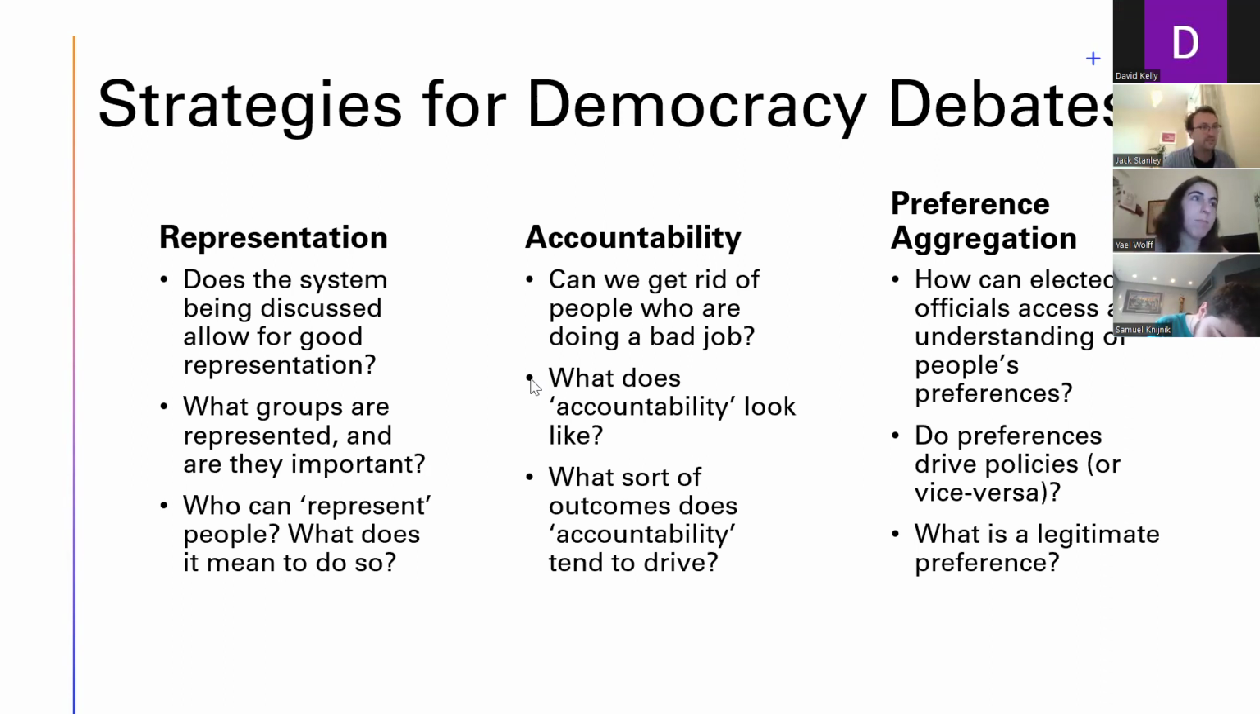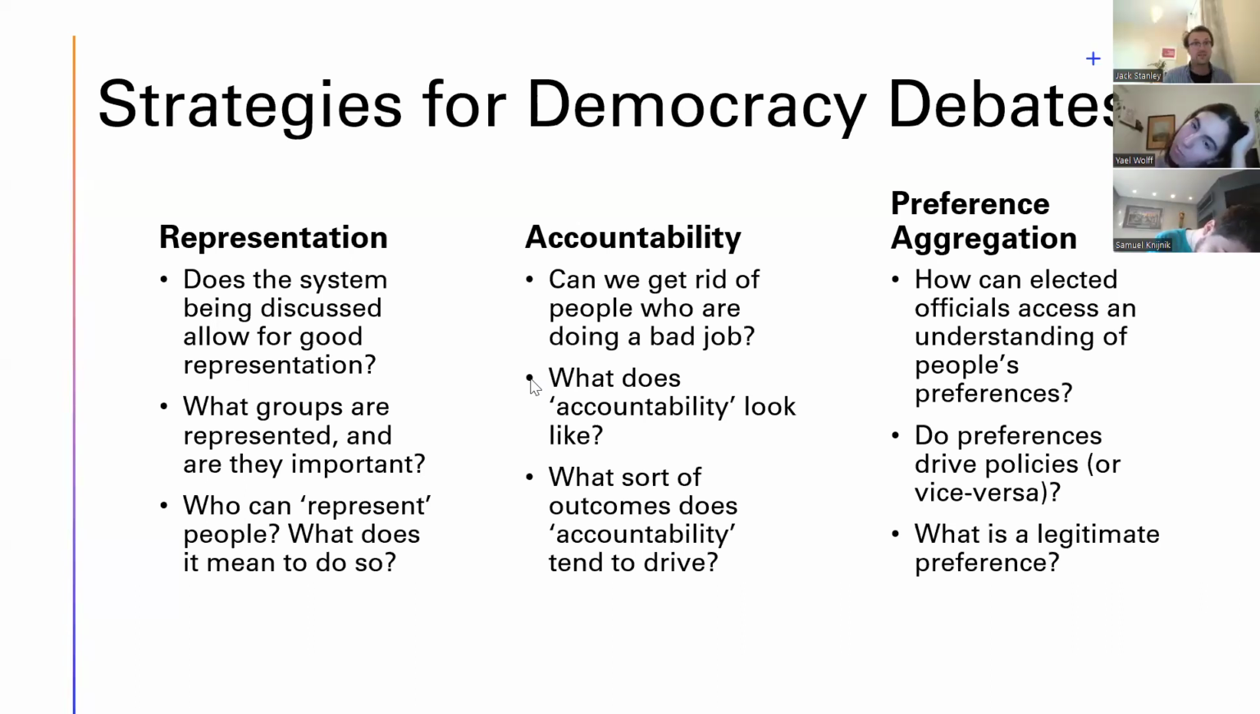David: What's the difference between representation and preference aggregation? How can someone represent you without knowing your preferences, or vice versa? So they are very similar. I would say representation is an individual thing, and preference aggregation is a group thing, generally speaking.